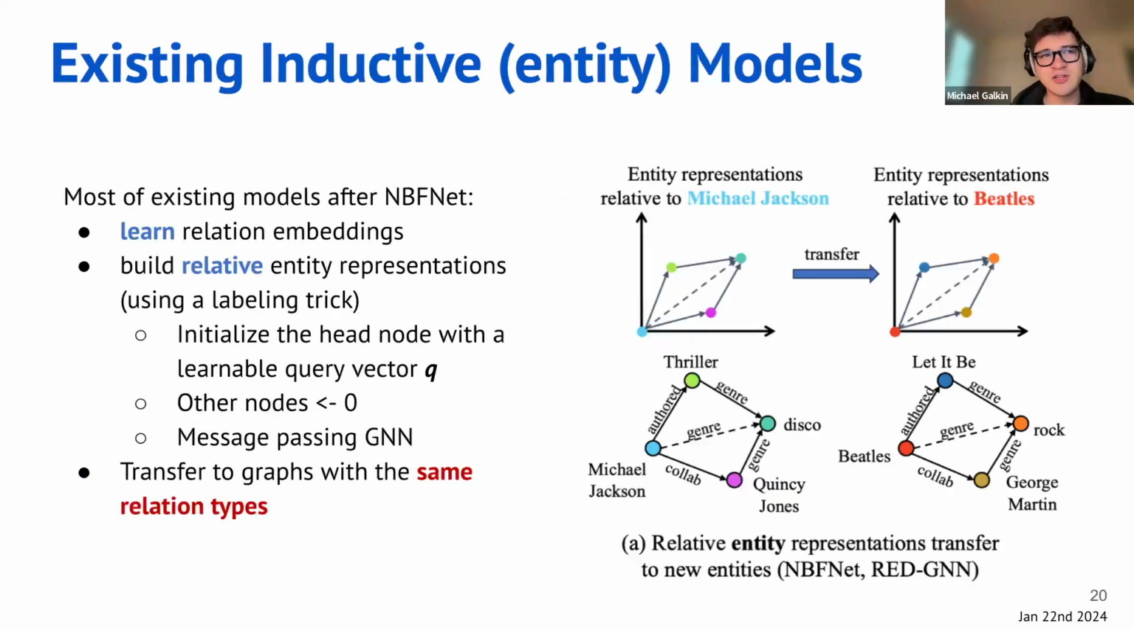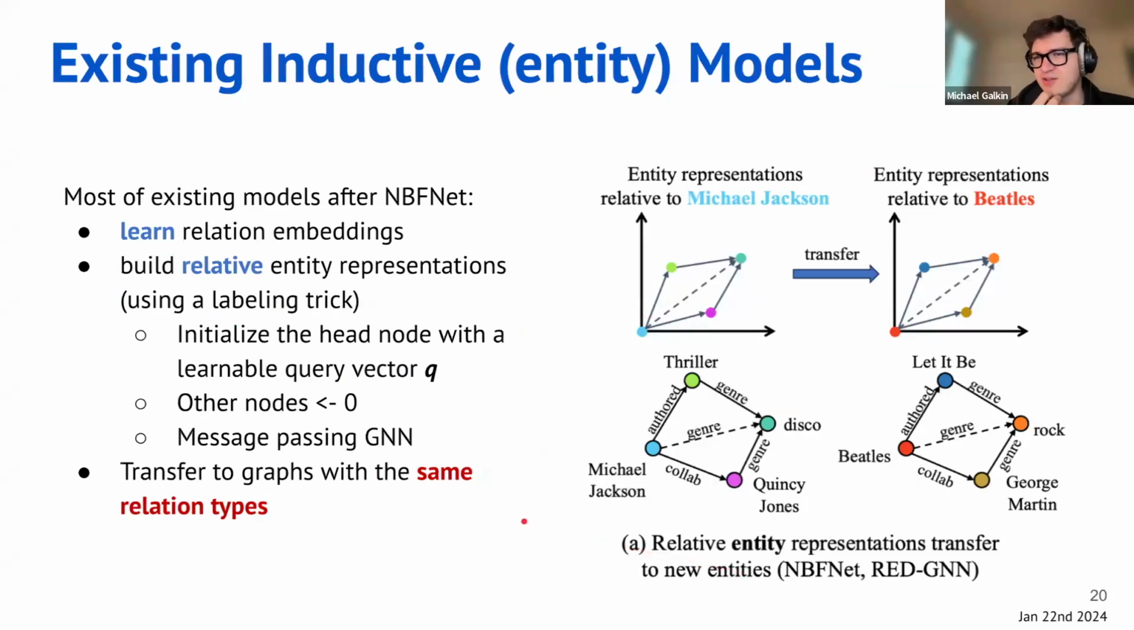And for that, we need to go deeply a bit into those labeling trick works, which are also called conditional representations in prediction. So most inductive models still learn relation embeddings. They use some labeling tricks. And they only transfer to graphs with the same relation type. This is called relative entity representation.